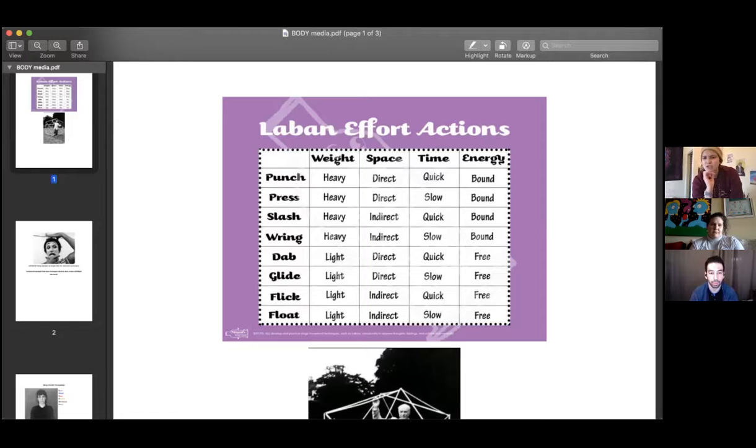Let's play with a couple just to get our brains kind of moving. I want everybody to move around your space, even if you're sitting down, in a ring. Move around in a ring. So our movement is heavy, it's indirect, it's slow, and it's bound, which means it's not free, right? Bound versus free. So a ring, what does that look like?